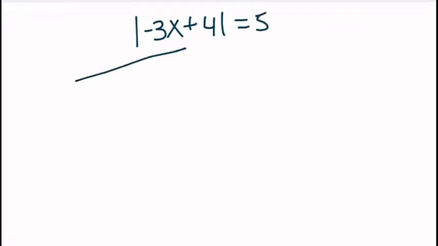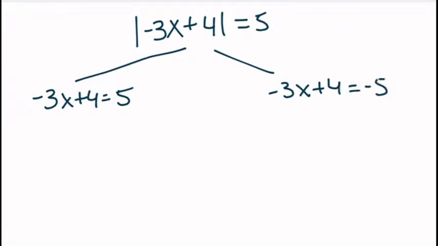You should be getting the hang of it by now. We're going to move on to more complicated problems soon. So let's do one last one of these. Negative 3x plus 4 equals positive 5. Negative 3x plus 4 equals negative 5. You're going to subtract 4 on both sides first. And then x equals negative 1/3.